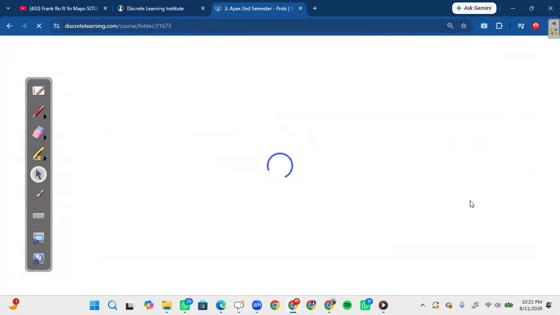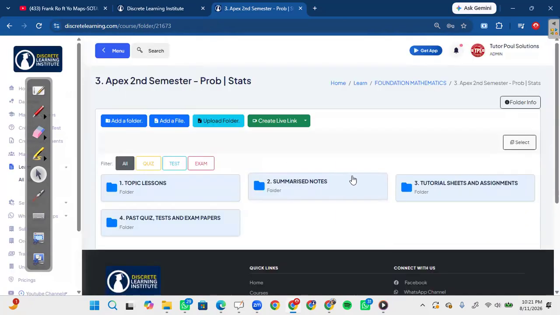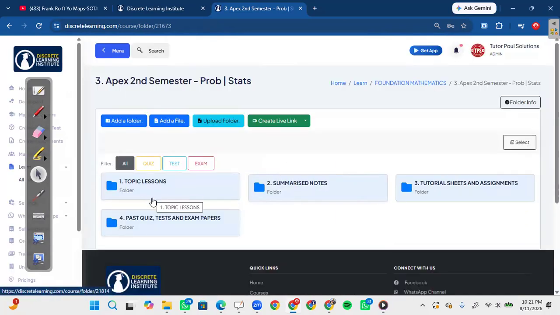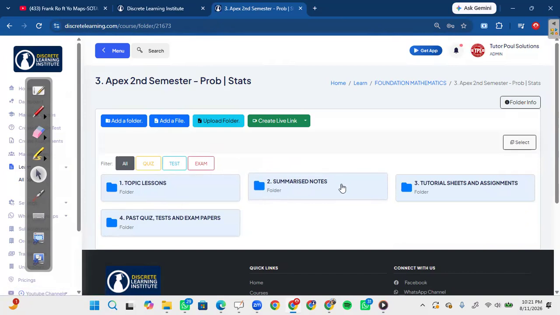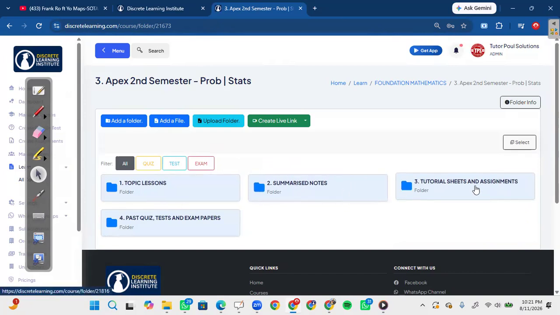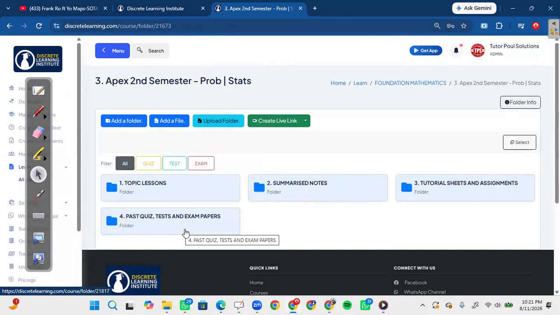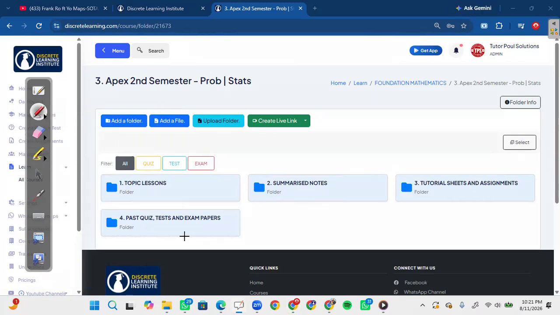Once you open it, you're going to find basically what you find in all the other courses: topic lessons for all the topics that you're going to learn, summary notes for everything that you're going to learn, tutorial sheets and assignments, past quiz, test, and exam papers. As you are preparing for quiz one, test one, or the final exam, we have a lot of videos on past papers, quizzes, and exams. If you just watch these videos, you're going to pass, and you don't even have to stress. You can access these videos at any time of your choice.